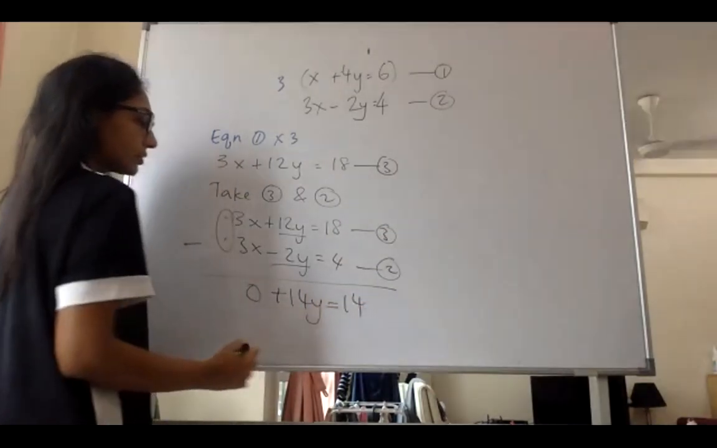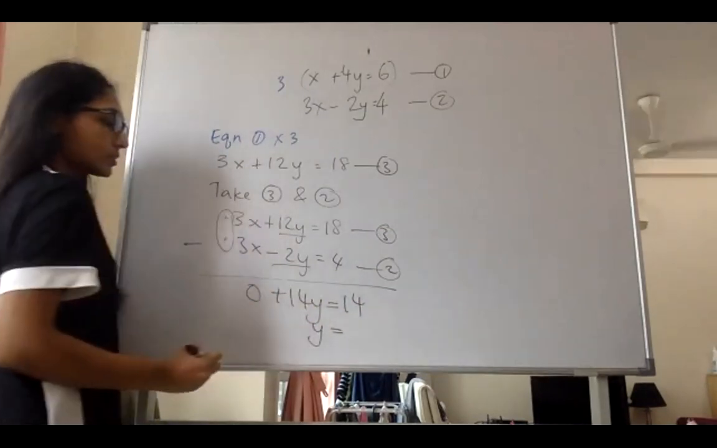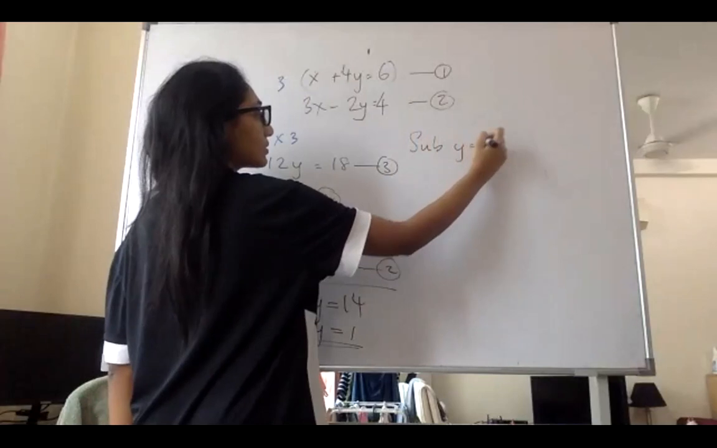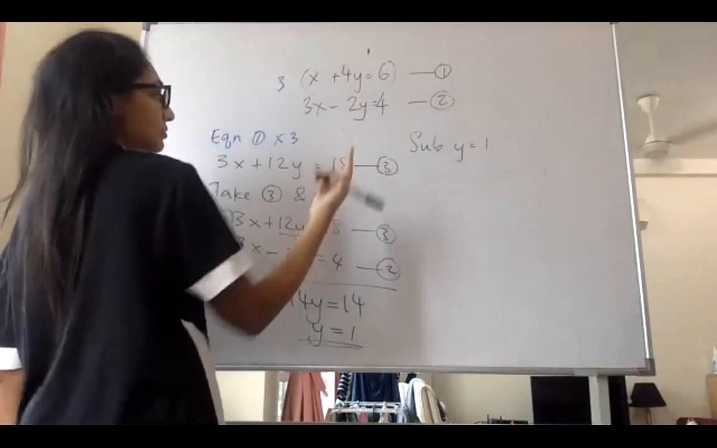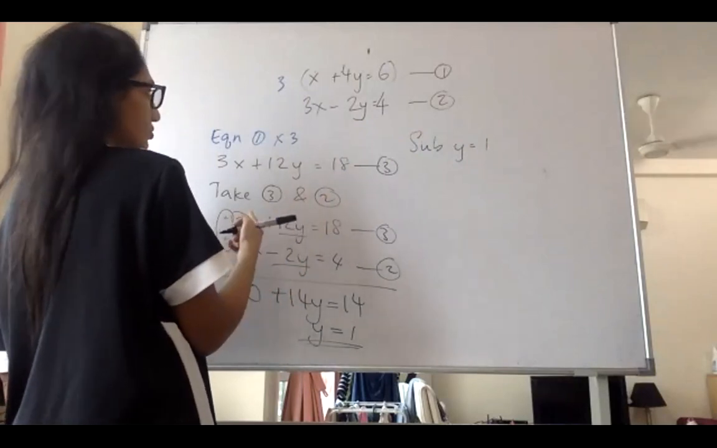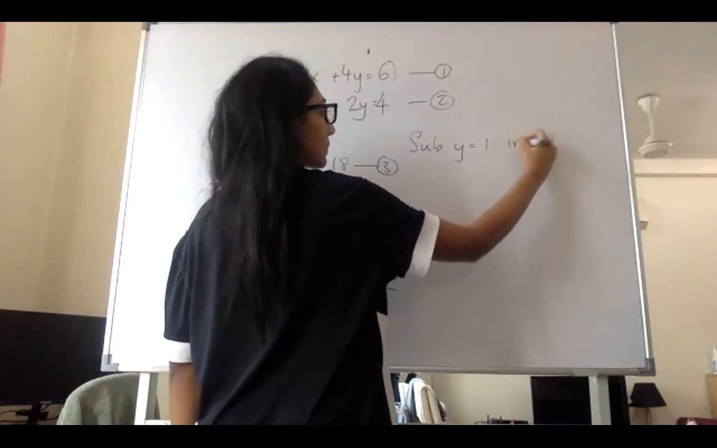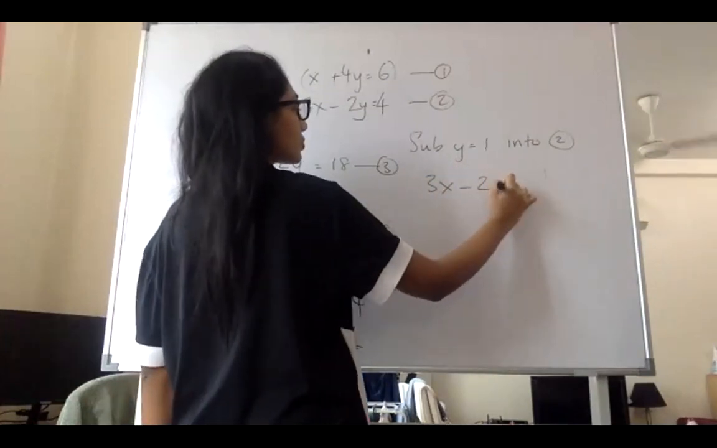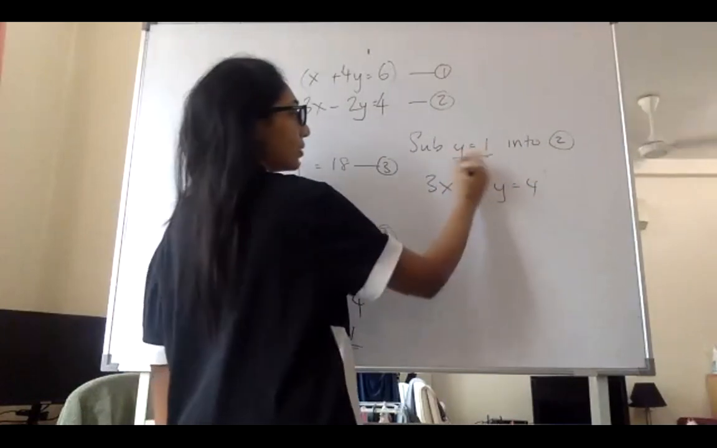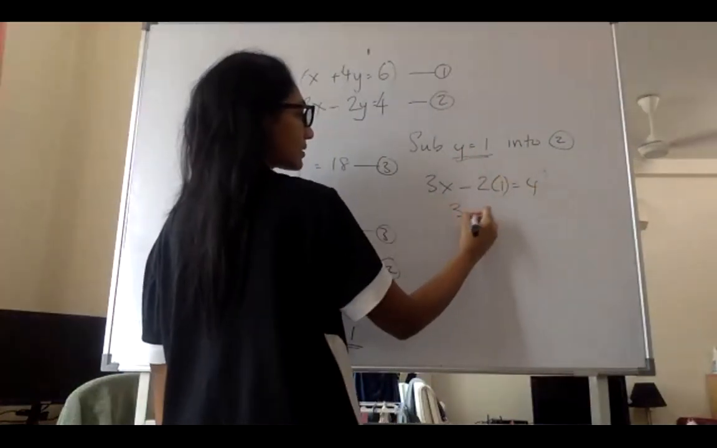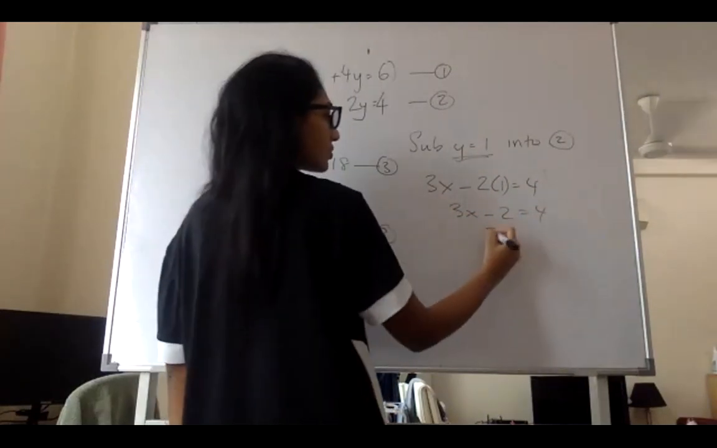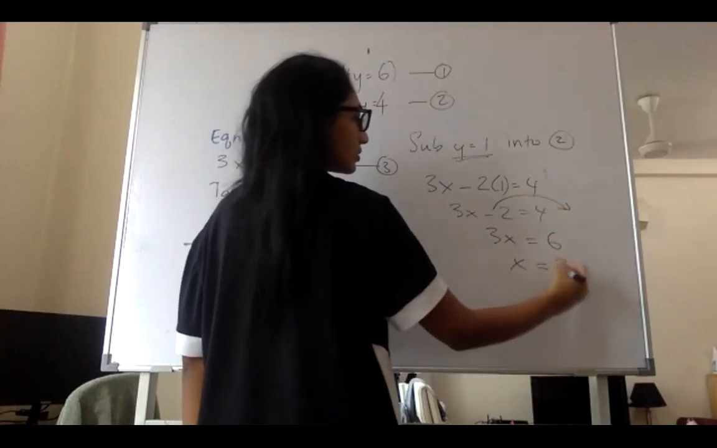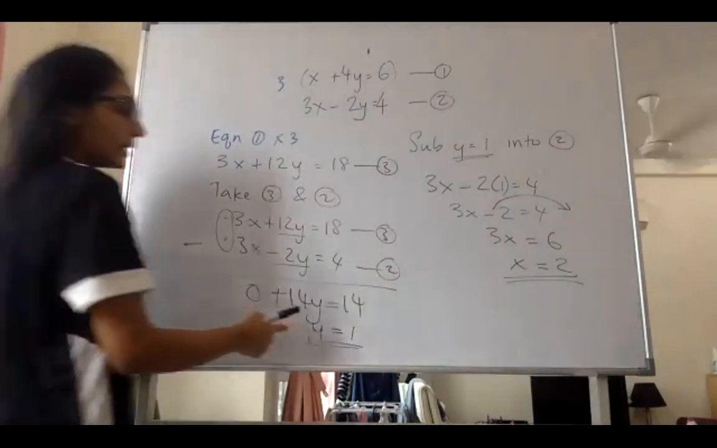So 14y equals 14, so y equals 1. Now I substitute y equals 1 into equation 2. 3x minus 2y equals 4, so y I put as 1. 3x minus 2 equals 4. 3x equals 6, so x equals 2. Then I check, with y equal to 1 and x equal to 2.